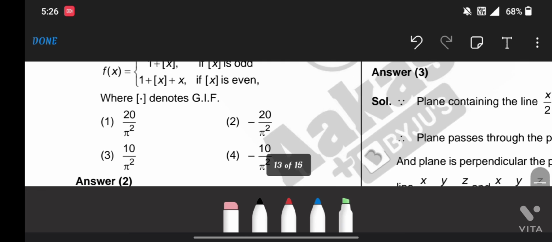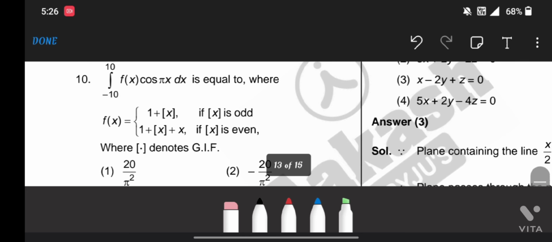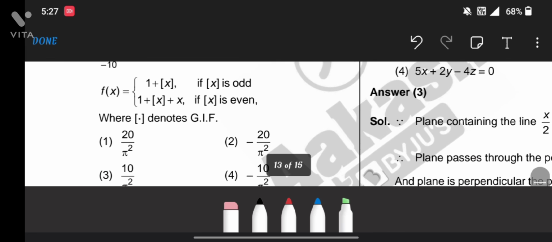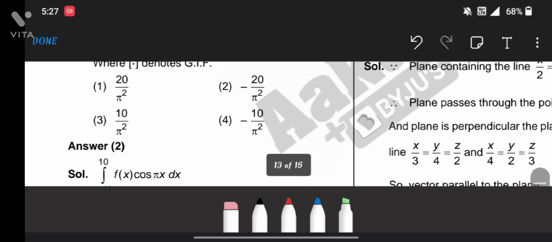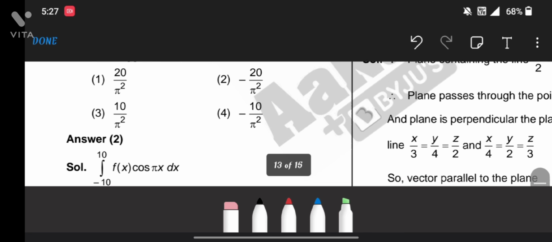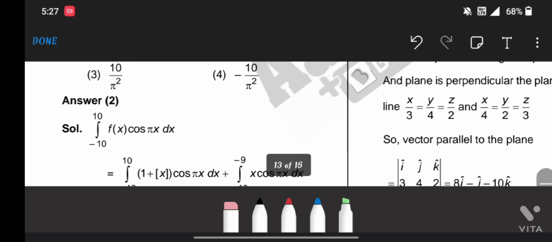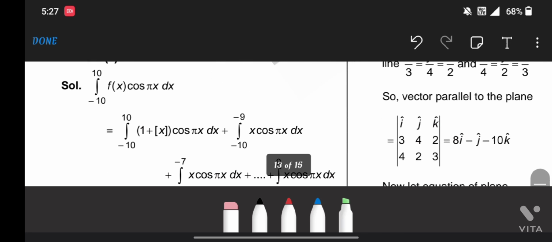Let us make it a matrix now: i, j, k. So 3, 4, 2, which we got from the line they have already given, and 4, 2, 3. Solving, we get 8i minus 1j minus 10k. Now for the equation, let us take ax + by + cz = 0, then 2a + 3b + 4c = 0, and 8a - b - 10c = 0 is what we'll get.